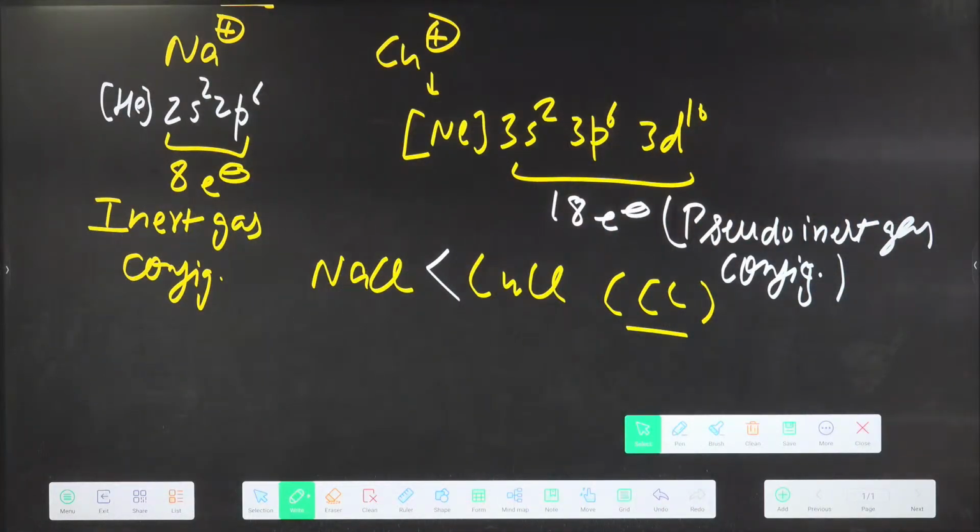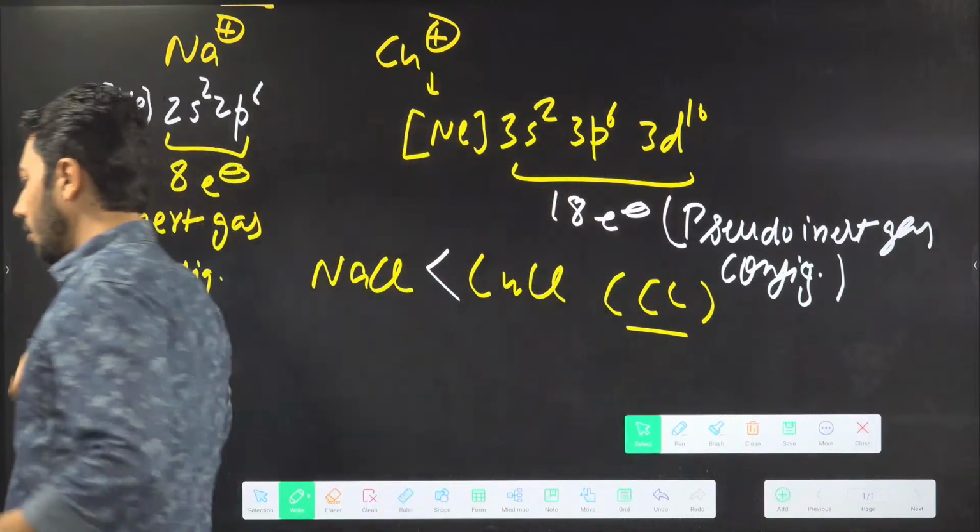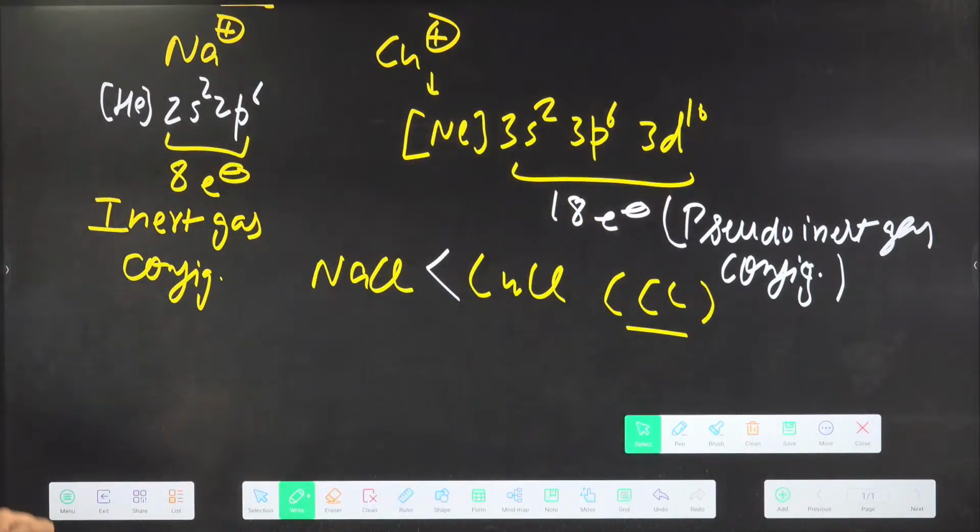Completed? So that I can show the points which are mentioned in NCERT, quickly write it down, then we can go through the page number 112.